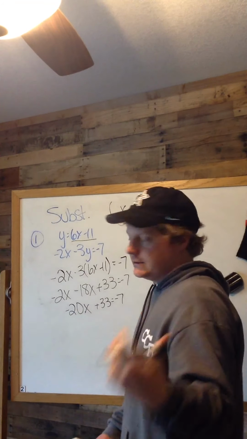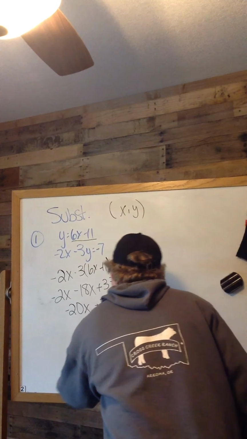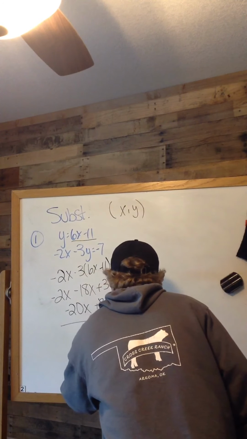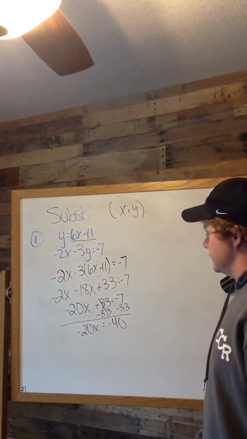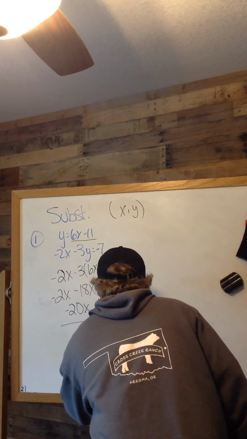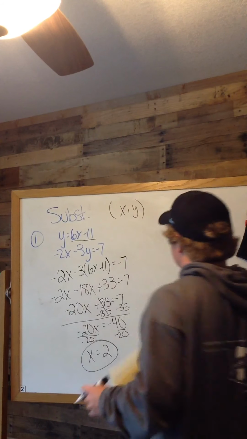What would you do next? You gotta go through here, subtract 33. Let's cancel. We get negative 20x equals negative 40. Solving for x here, divide by negative 20. Divide by negative 20, x equals 2. So there's my x value.